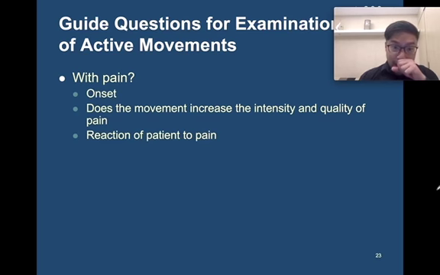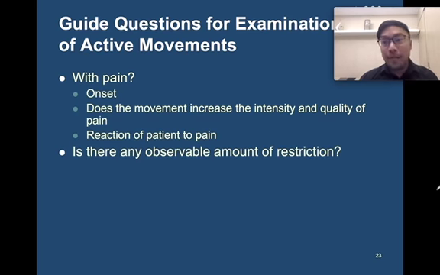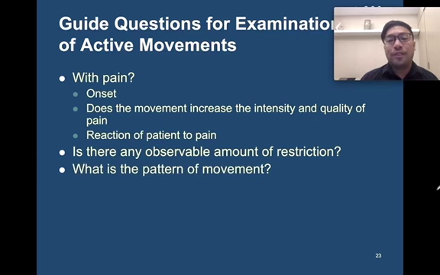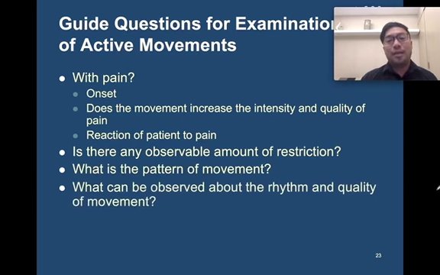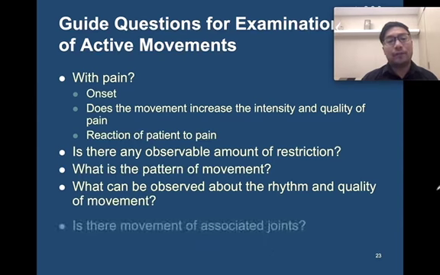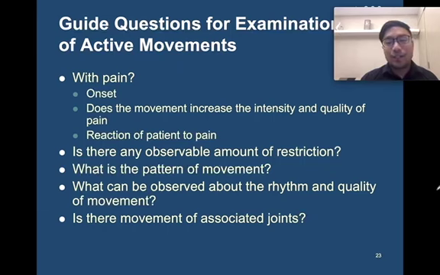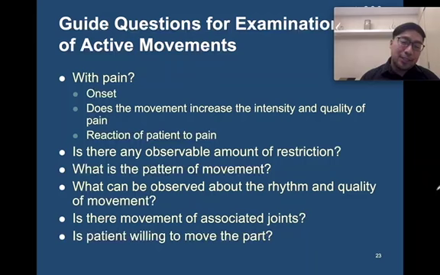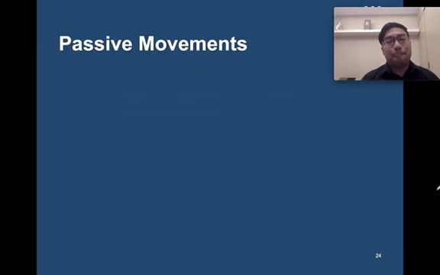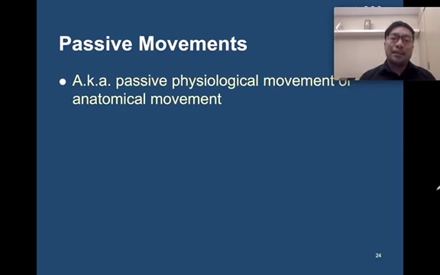Okay? So the reaction of patient to pain when you do your palpation, is there any observable amount of restriction? What is the pattern of the movement? And what is the observed rhythm and quality of the movement? You need to check on this one. And of course, lastly, is there movement of associated joint? Like for example, if there's a pain in the hip, will there be a concomitant pain in the knee and the ankle region? Okay, it's a question also that you need to ask the patient. And the last one, is the patient willing to move the part?